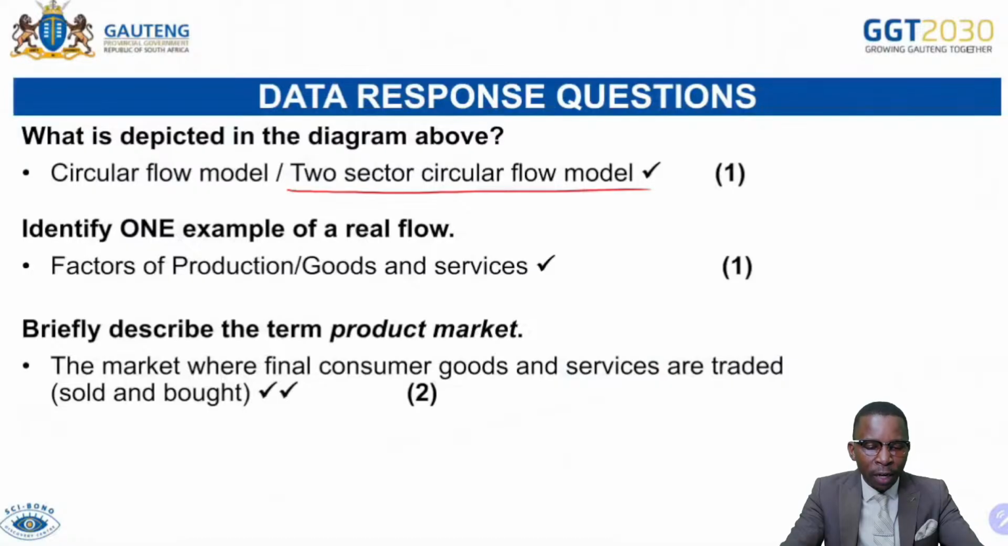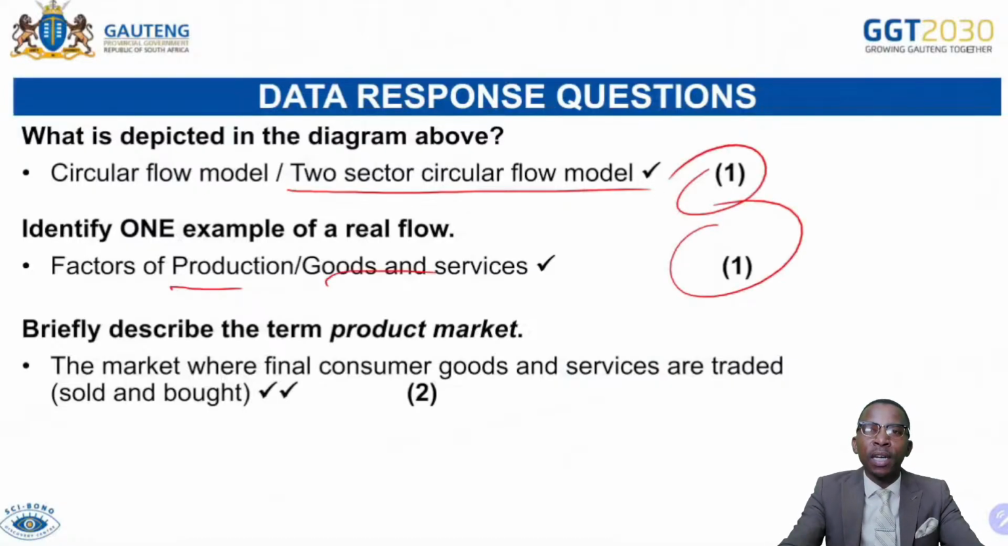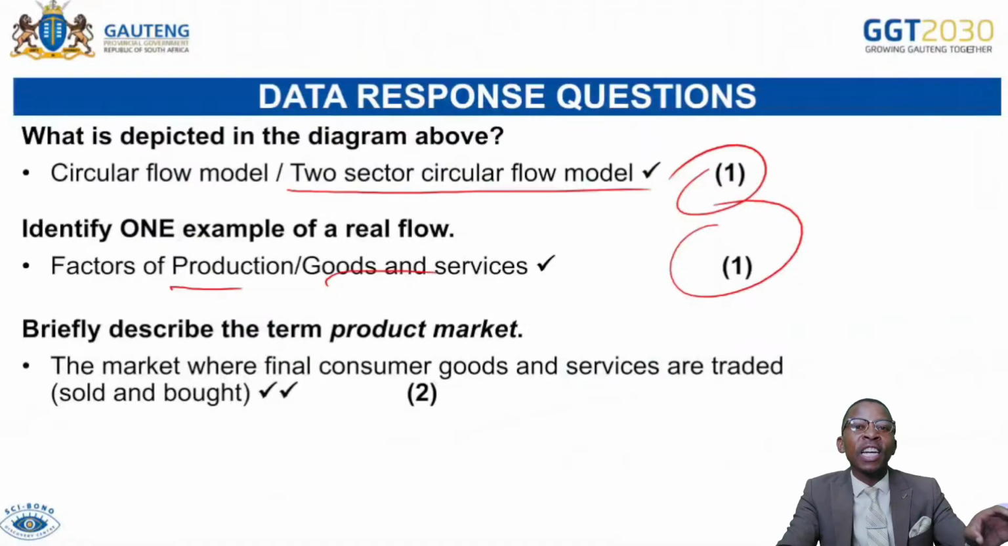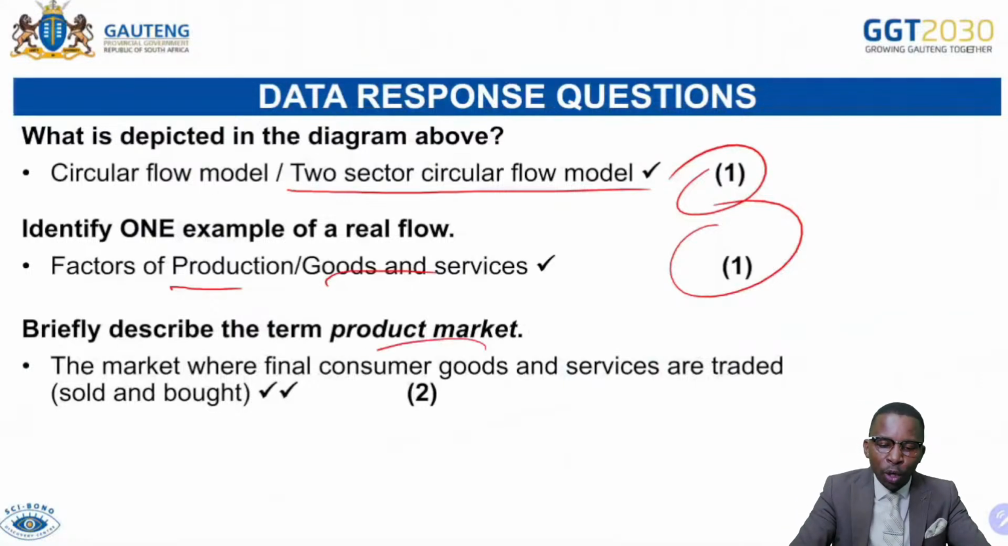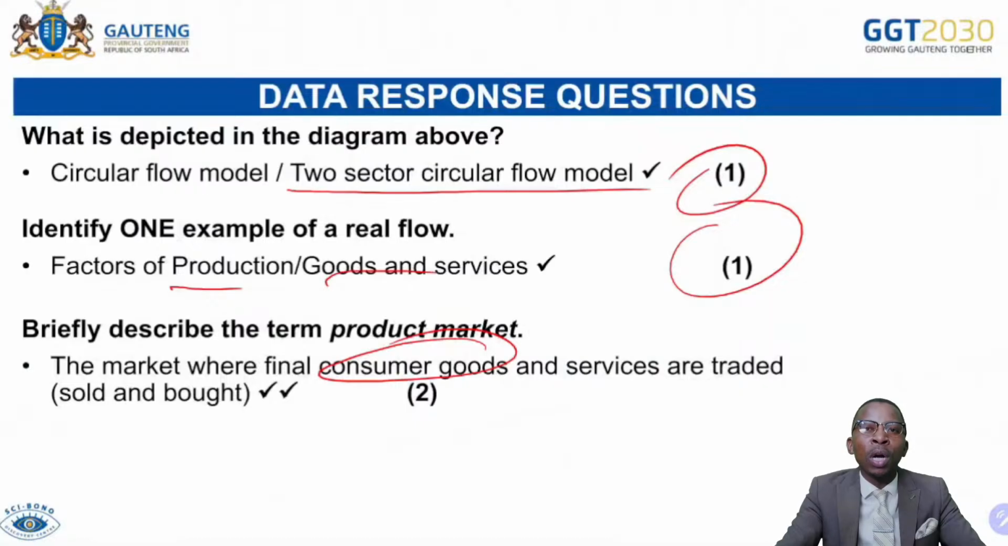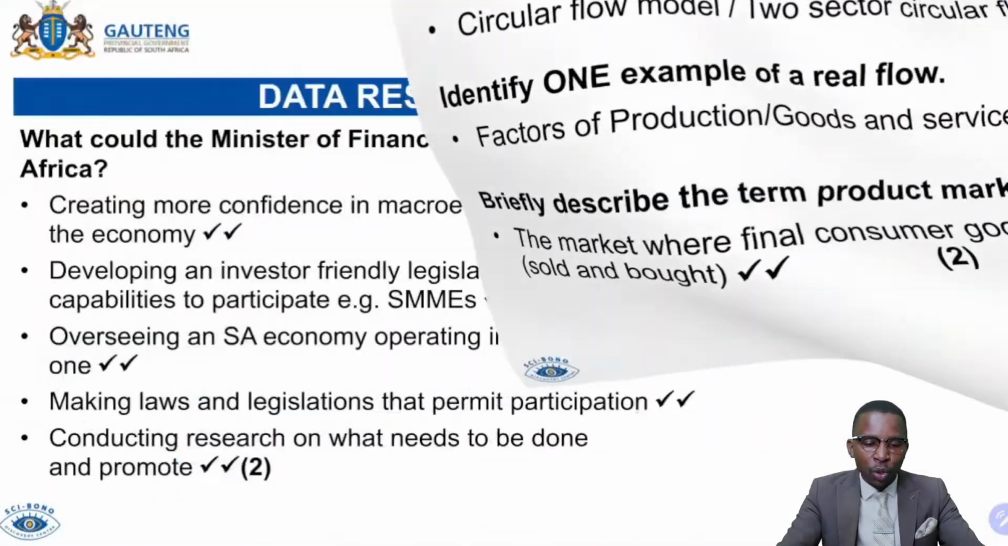Identify one example of the real flow, factors of production or goods and services. Then your 1 mark has been exhausted. The information that is found in the extract has been exhausted. Now you need to deal with yourself and your knowledge. Let's see. Briefly describe the term product market. Now, it is not provided in there. There's no definition there. You need to know it. The product market is the market where final consumer goods and services are traded, sold or bought. Remember, we can't simply deal with consumer goods because in the product market, we also come across capital goods. So we continue.